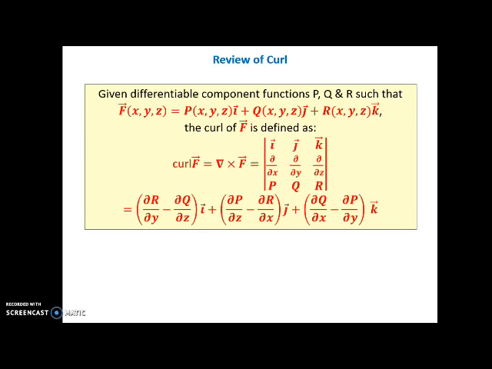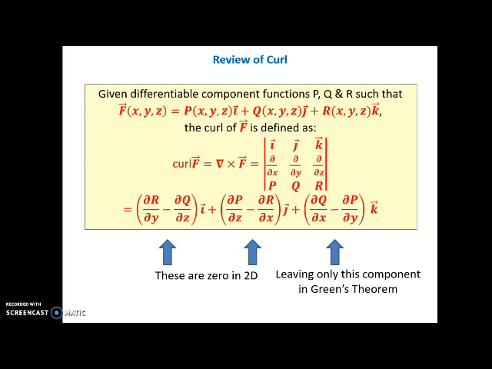And notice that the third component is the one in Green's theorem. So the first 2 are 0 in 2 dimensions, leaving only that third component in Green's theorem. But in Stokes' theorem, we're going to have all 3.